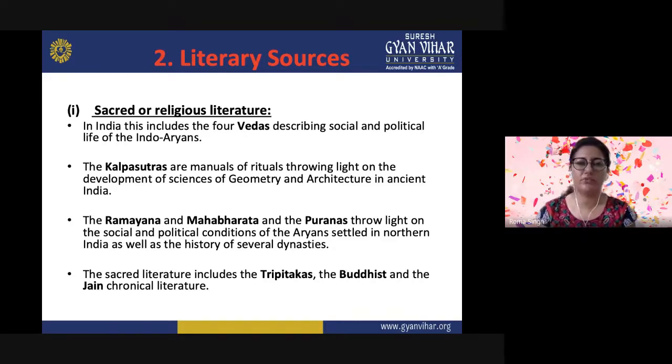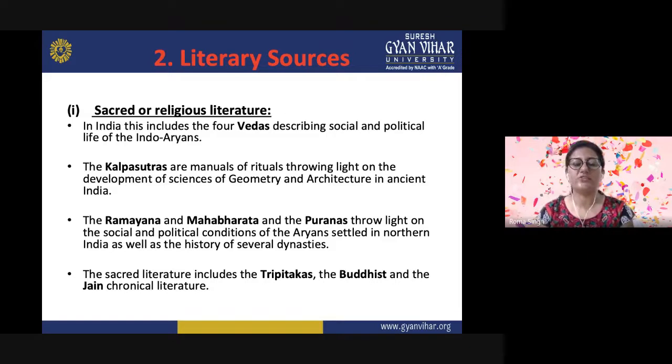includes the 4 Vedas. It describes the social and political life of the Indo-Aryans. The Kalpa Sutras are manuals of rituals, which throw light on the development of the sciences of geometry and architecture in ancient India. Then there are epics like Ramayana and Mahabharata and the Puranas, which throw light on the social and political conditions of the Aryans who settled in northern India, as well as the history of the several dynasties. There are a total of 16 Puranas available before us, as we have found out through history.